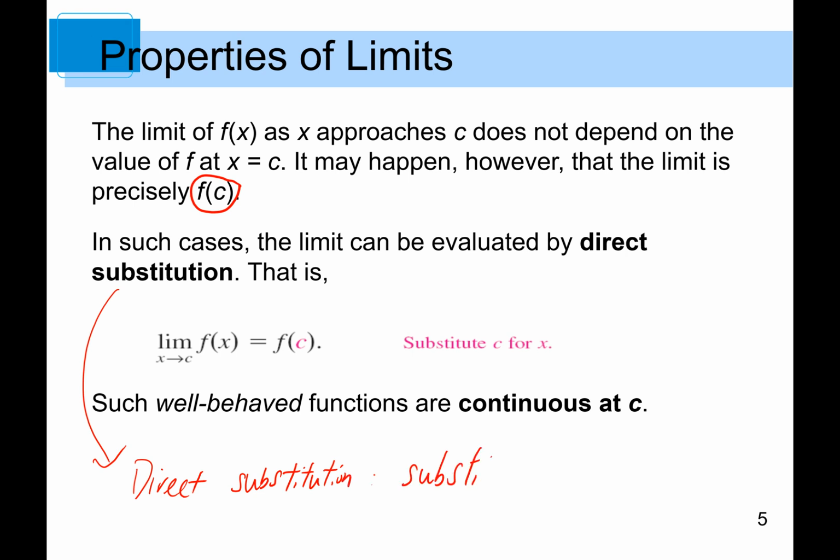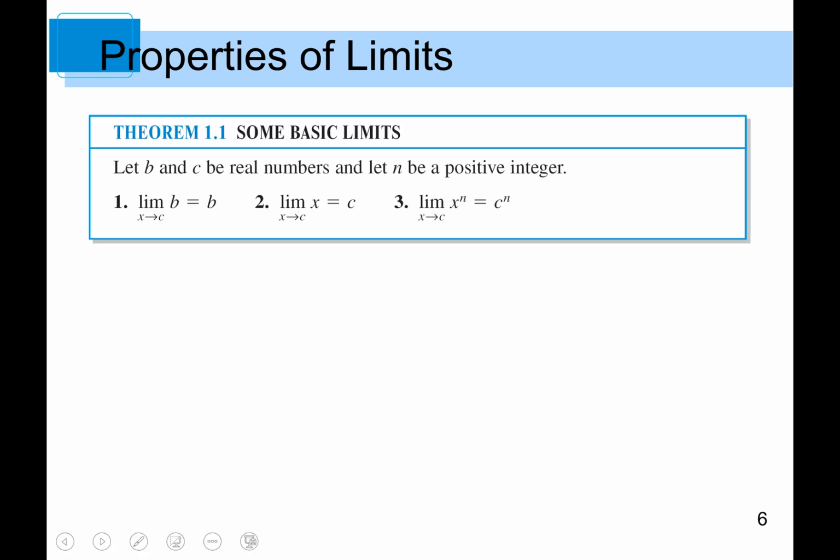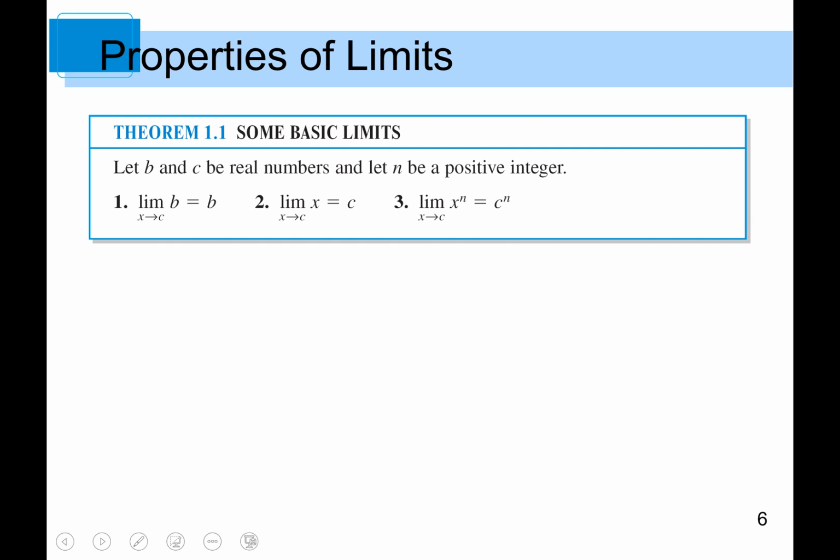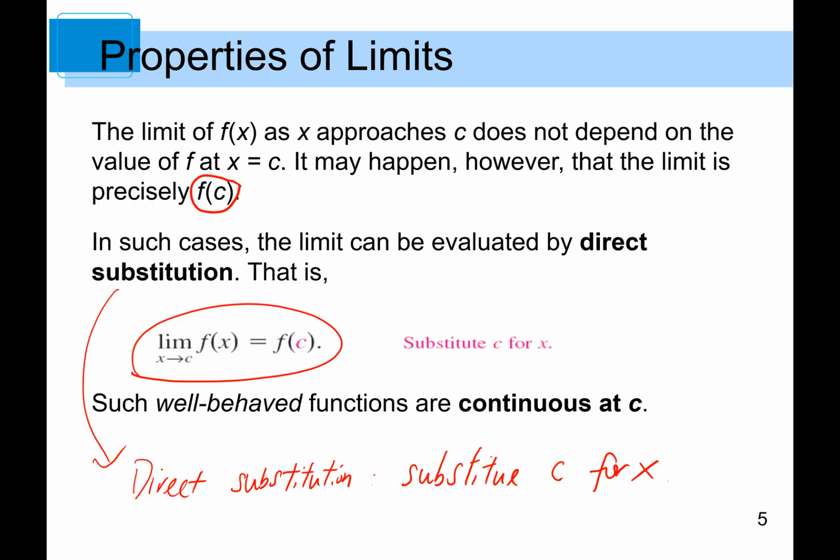Substitute c for x. So in this case, the limit when x approaches c of f of x equals f of c. So such well-behaved functions are continuous at c. So anytime you can use a direct substitution, that means the function is continuous at x equals c.